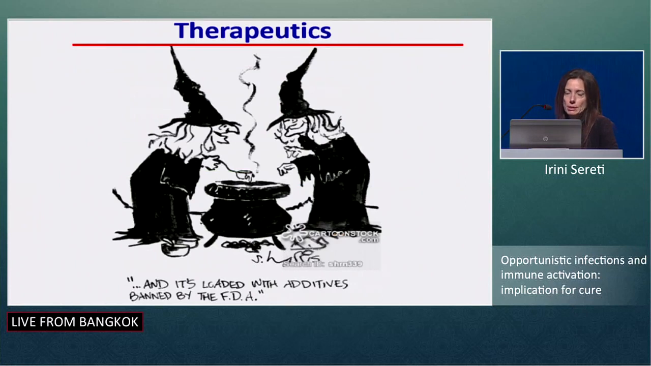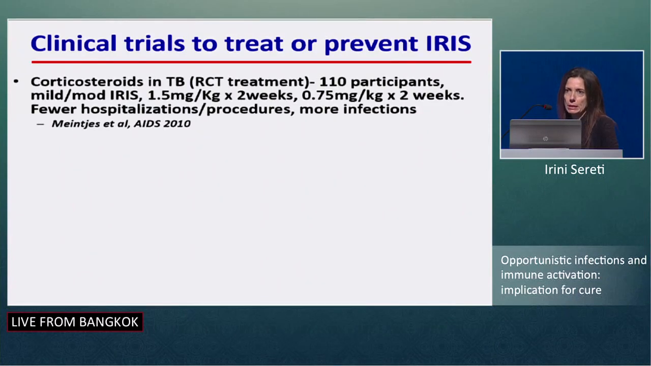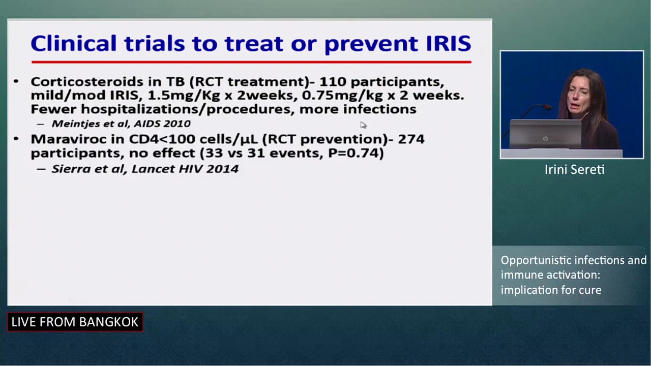Not much to discuss about therapeutic trials. The ones that have been done is corticosteroids in paradoxical TB IRIS. There was a randomized controlled trial in South Africa. They used corticosteroids in mild to severe cases. And they found that this sort of early usage of corticosteroids led to fewer hospitalizations and procedures, but actually more infections and overall no change in mortality.